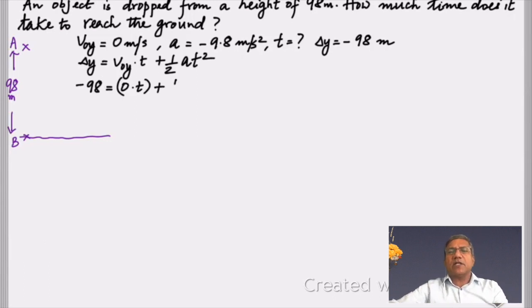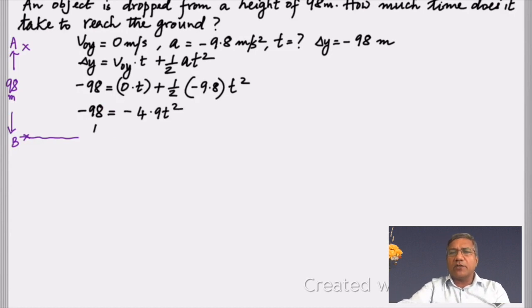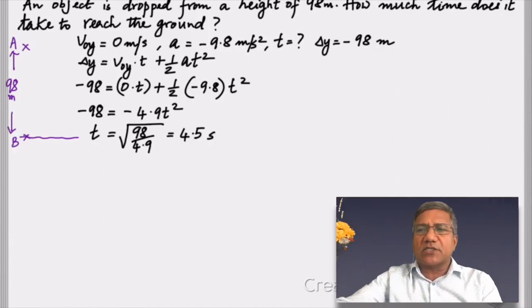So the equation that connects these quantities is delta y equals v naught t plus 1/2 a t squared. Plug that in, and then you get the time as 4.5 seconds, because when you take the square root of 98 by 4.9, you get 4.5 seconds. So that's one-dimensional motion. Now, just a twist on this.